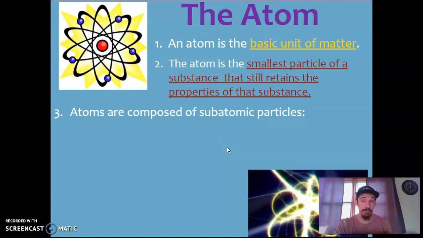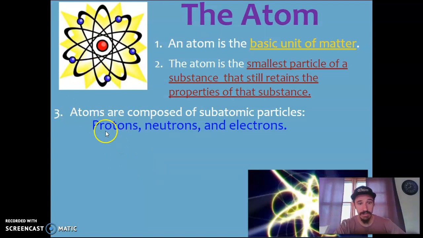Now, atoms are made up of things. As you can see in my image here, we have this red center and these blue dots that look like they're orbiting around the center. These are called subatomic particles. Subatomic means smaller than the atom itself. The atom, which we see pictured here, is actually made up of 3 of these smaller particles. These 3 particles come together to make a singular atom. These are our 3 subatomic particles: the proton, the neutron, and the electron.